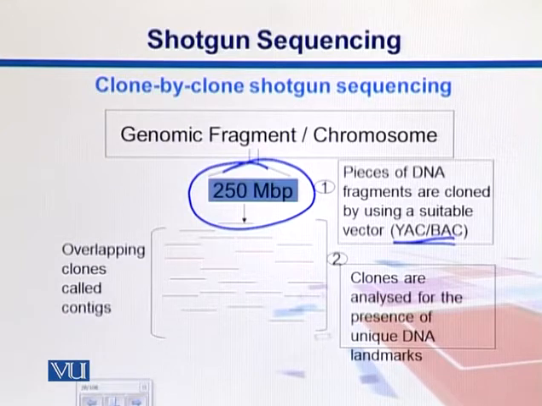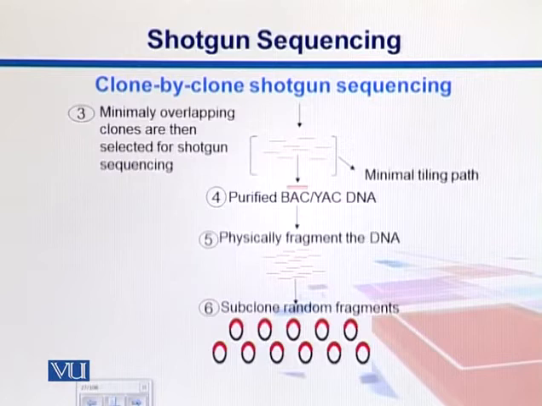Then we take these clones and analyze them for the presence of some landmarks, which later help in finding their relationships to one another. The overlapping clones are called contigs. Next, we take the clones which are minimally overlapping. We don't want clones that are completely overlapping, in order to avoid redundancy.